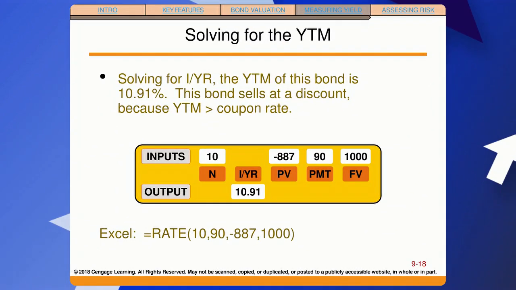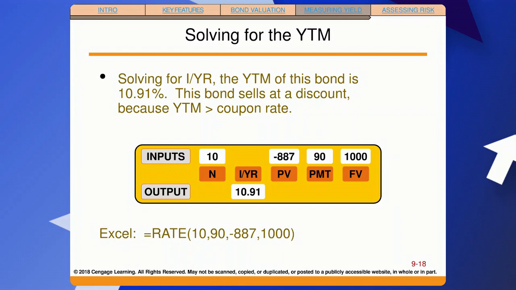Alright, so solving for IR, so meaning you will solve for the interest. The yield to maturity is already given. Alright? And the bond sells at a discount because YTM is greater than the coupon rate. So meaning in your Excel, gagawin lang natin is just equal sign then rate. Okay, then open parenthesis 10. Ano yung 10? 10 is the N. Then, comma 90 is the payment terms. Comma 887 is the present value since it's given na. And you have 1,000. So, magkano yung ating rate?